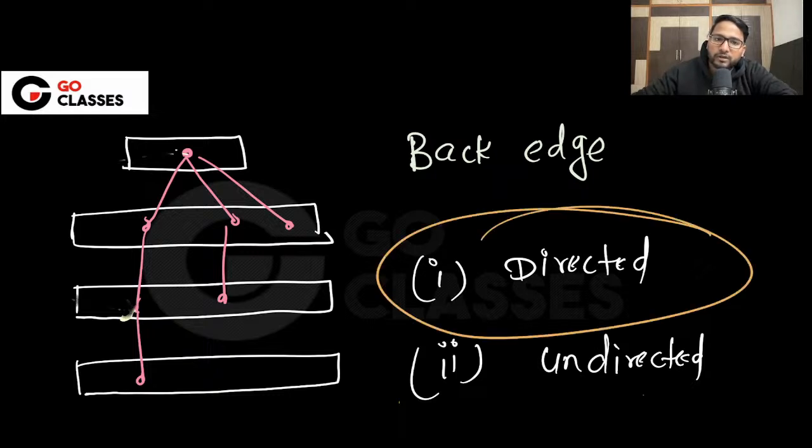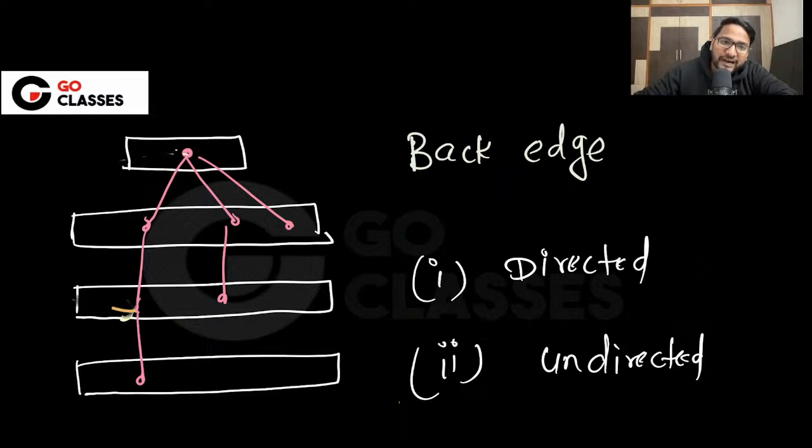In case of directed, what do you think? The back edge means going from descendant to ancestor. Descendant to ancestor. Is this possible? Directed, yes. What about undirected? Going from descendant to ancestor? No, right? Okay.